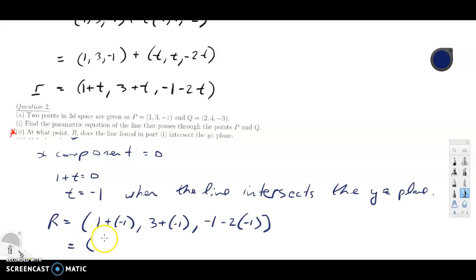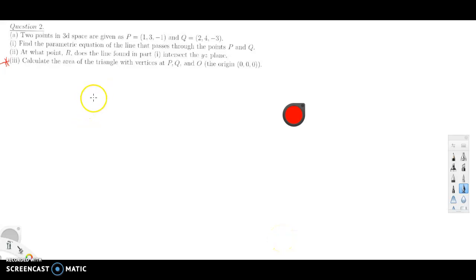So this gives us 1 plus minus 1 is going to be 0 for the x component. 3 plus minus 1 is going to give us 2 for the y component. And the z component, minus 2 times minus 1 is going to give us a plus 2. So it's going to be minus 1 plus 2. That'll give us a positive 1 there for the z component. So that there is the point where the parametric line intersects the YZ plane.